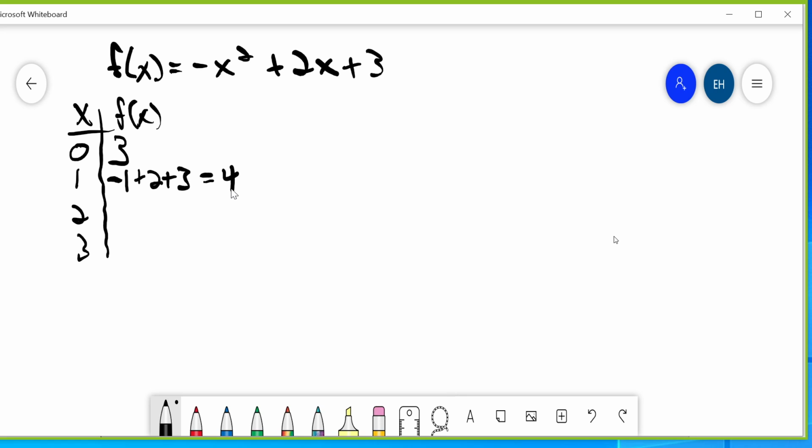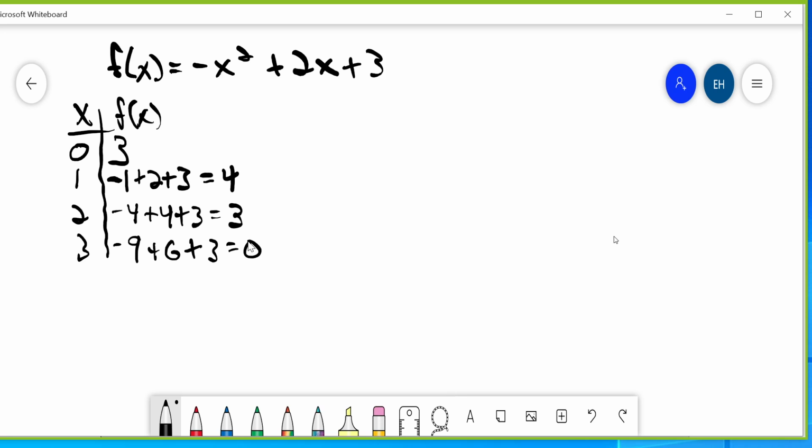If we put 2 in, we get negative 4 plus 2 times 2 is 4 plus 3. And if we put 3 in, we get negative 9 plus 6 plus 3 is 0.